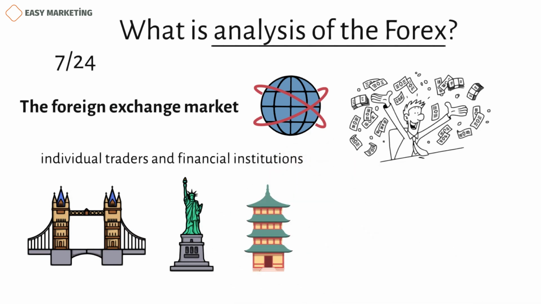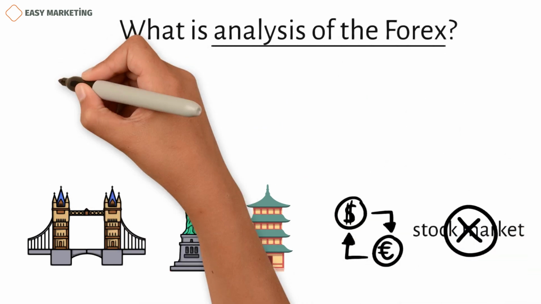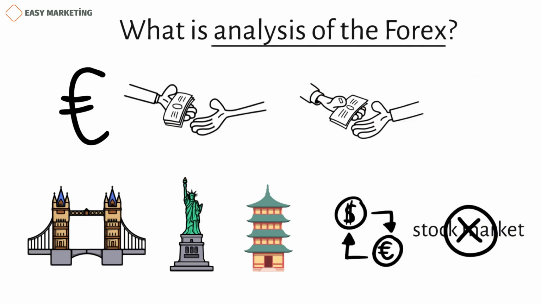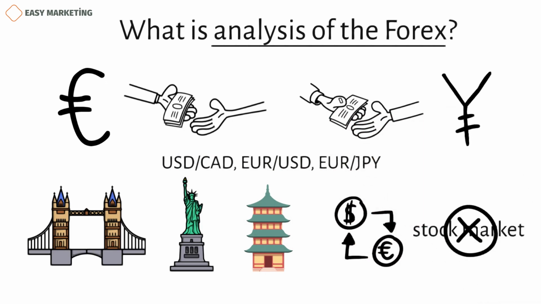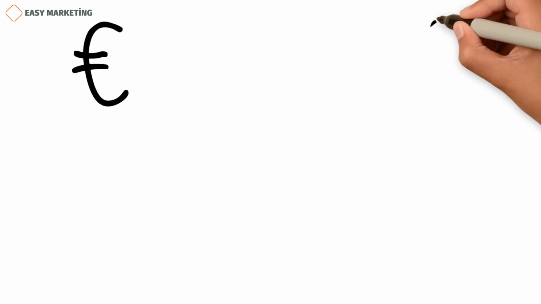On the Forex market, currencies are always traded in pairs. This is different from the stock market, where investors can buy shares of specific companies. When one currency in a pair is bought, the other currency in the pair must also be sold for the transaction to be complete. Some of the most often traded currency pairs in the world are USD/CAD, EUR/USD, and EUR/JPY.